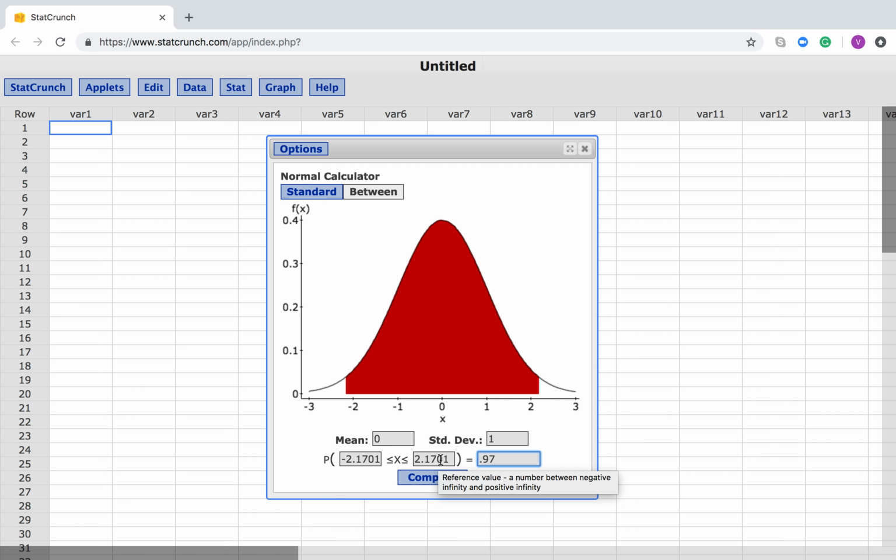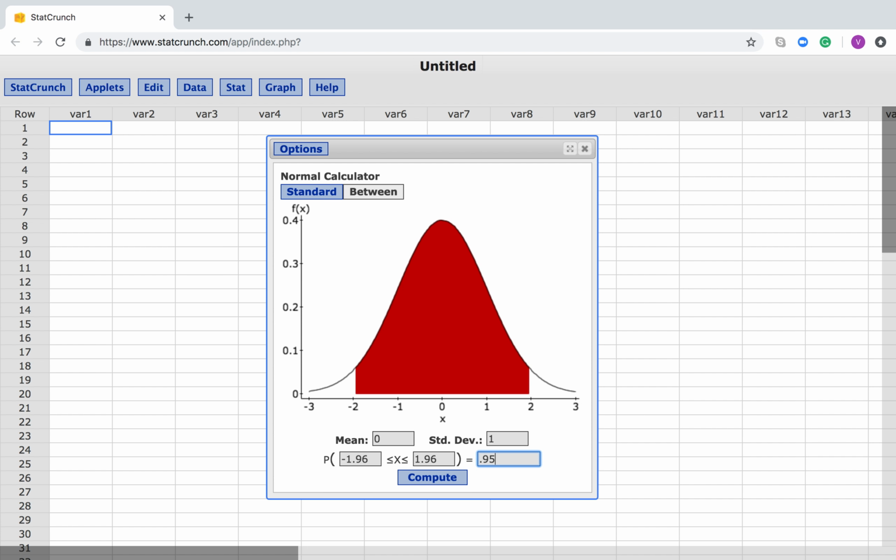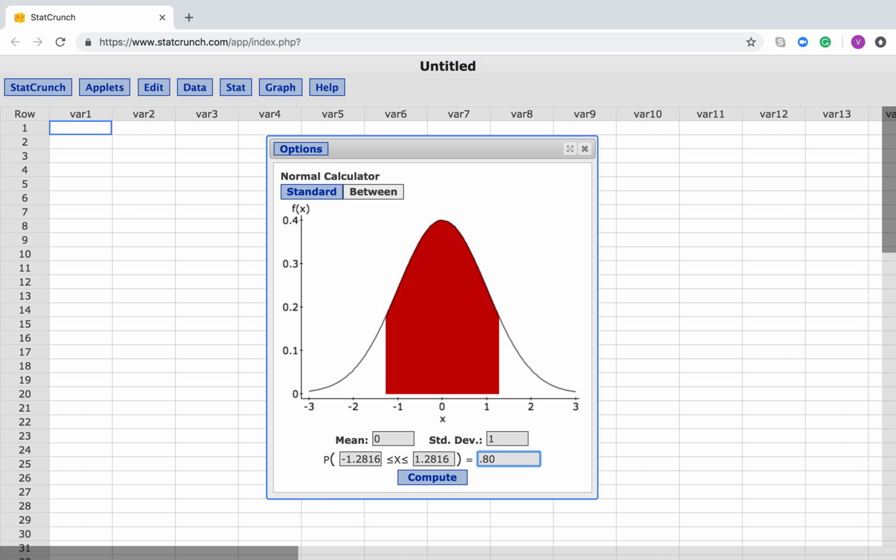So if you wanted to get, for example, 95% confidence, you would just change your value and you would get negative 1.96 and positive 1.96. And again, you'd use the 1.96 over here. You could do 80% confidence and you have your z-score. So it's a really easy way to get your z-score.